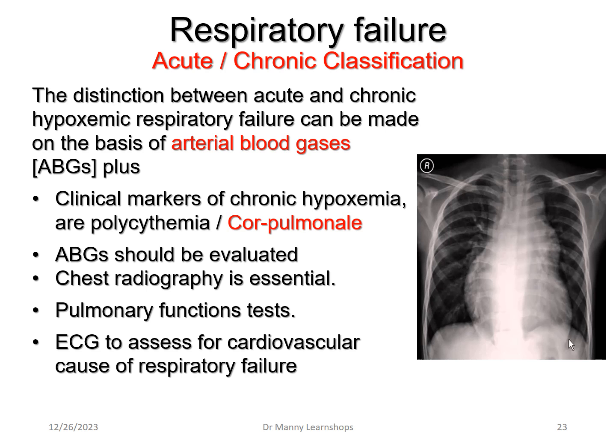Now, when it comes to acute and chronic classifications, they are usually made on the basis of the arterial blood gases, because the blood gases can indicate pH, PaCO2, PaO2. And it's important that they are evaluated. So blood gases should be evaluated. Chest X-ray is essential. Pulmonary function tests can be done as well. And ECG is typically done to eliminate cardiac problems that may cause the respiratory failure.